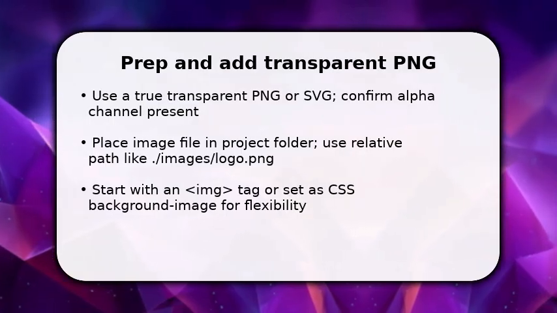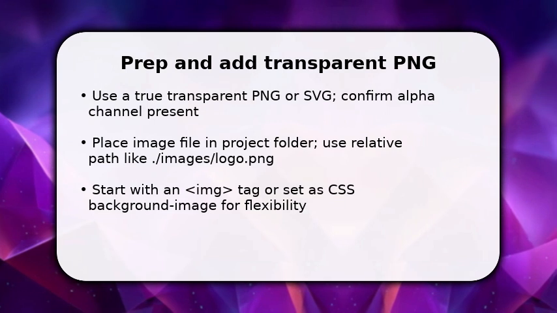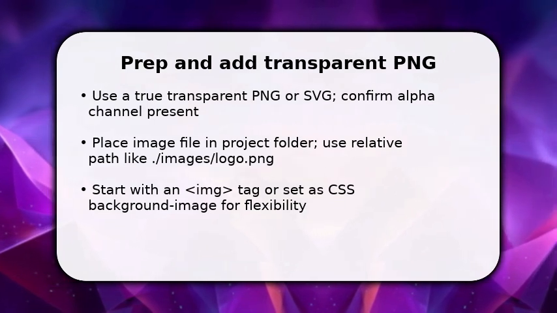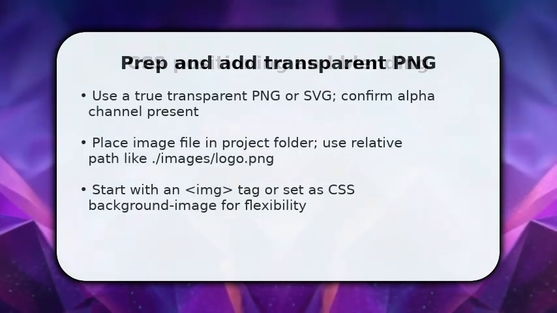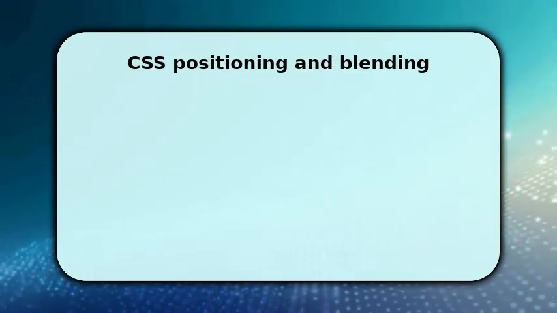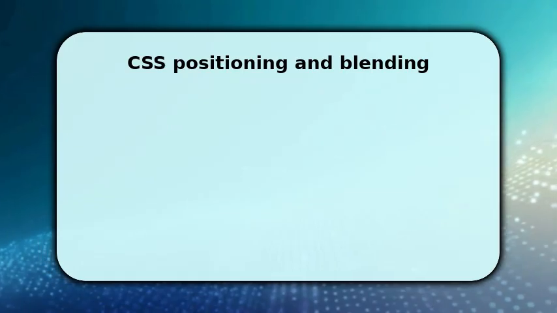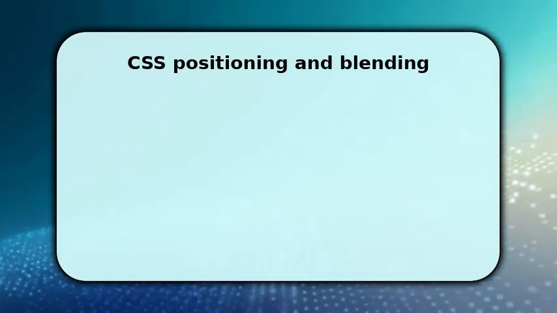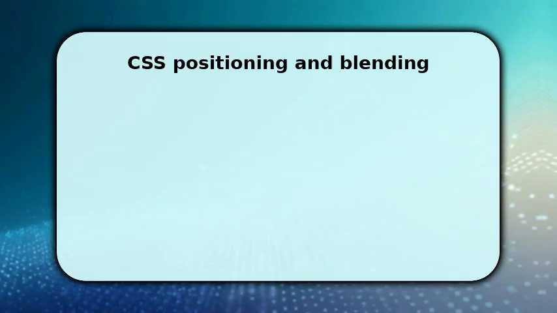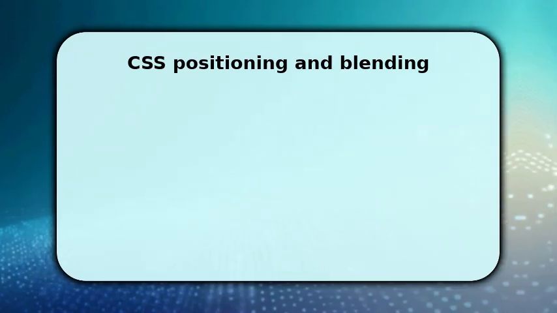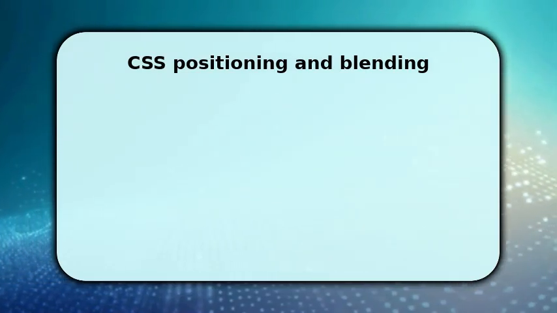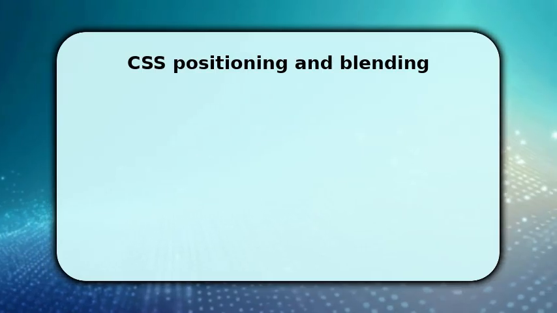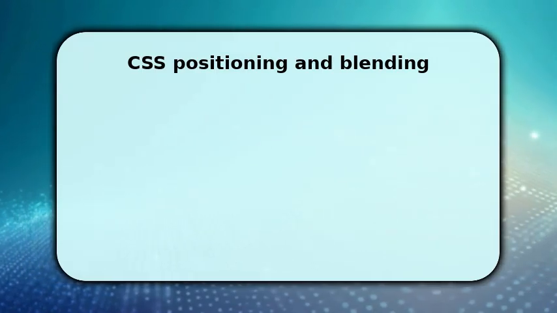Make sure your HTML and CSS files are saved, and you're viewing the page in a modern browser to avoid legacy rendering quirks. Next, you'll control how the transparent image sits and interacts with the page. In CSS, set background size and position so the image scales cleanly. Once positioned, try mix-blend-mode or adjust opacity to blend with underlying colors. This explains why some transparencies look washed out.